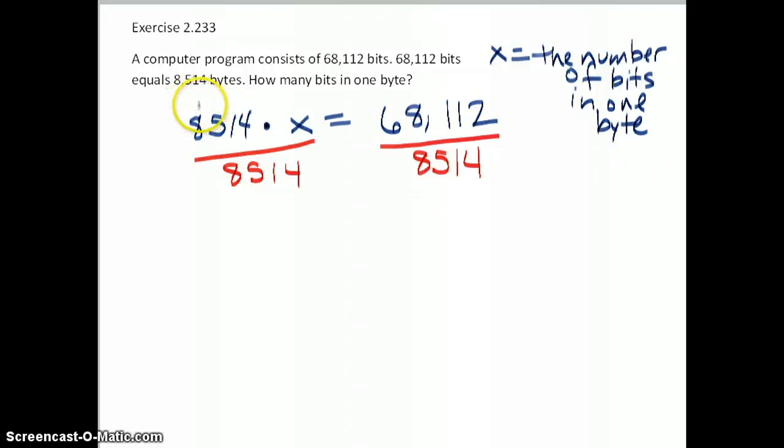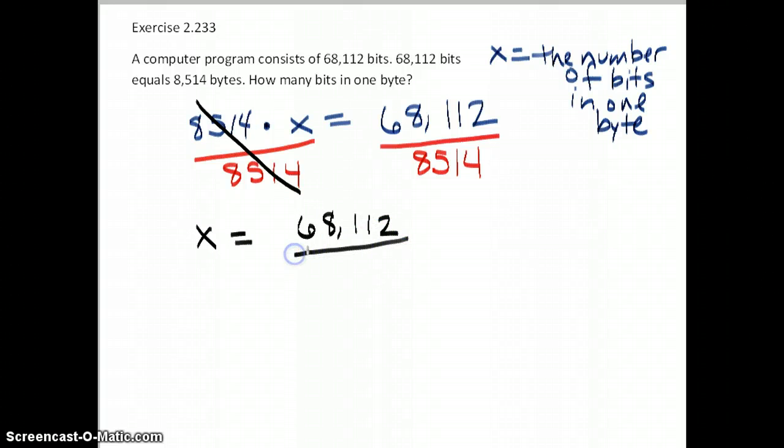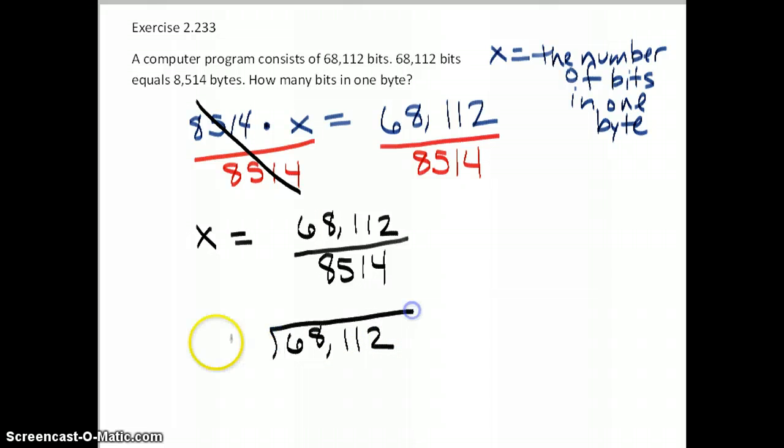So on the left side, 8,514 divided by itself cancels out. So we find that x equals 68,112 divided by 8,514. So essentially, this is a division problem. We're going to do 68,112 divided by 8,514. So now I need to divide.